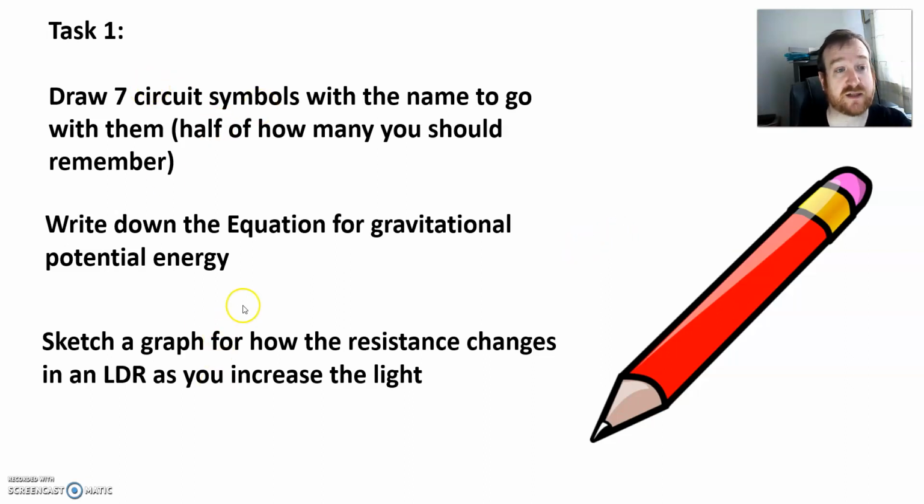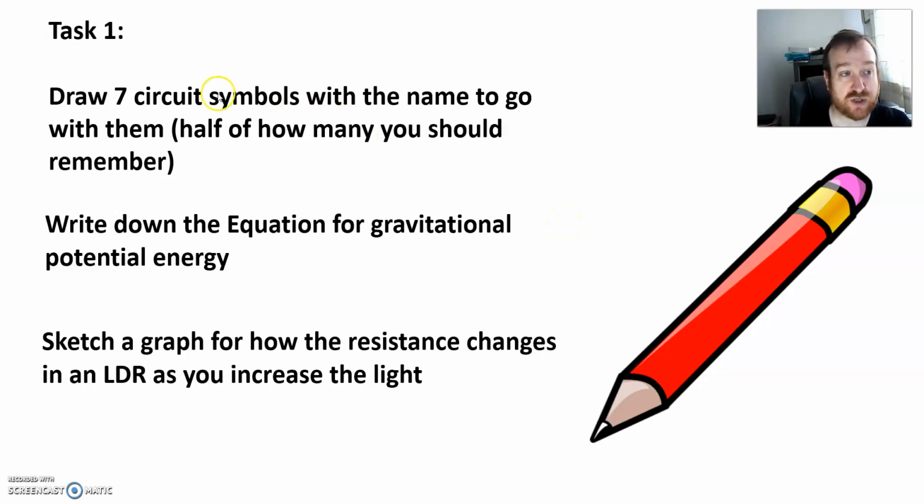We've got 3 little tasks that you're going to jot down on a piece of paper. Draw 7 circuit symbols with their names, write down the equation for gravitational potential energy, and sketch a quick graph showing how the resistance changes in a LDR as you increase the amount of light. Okay, so you want to pause the video here and do those 3 things nice and quick. Take about maybe 5 minutes, less than that.